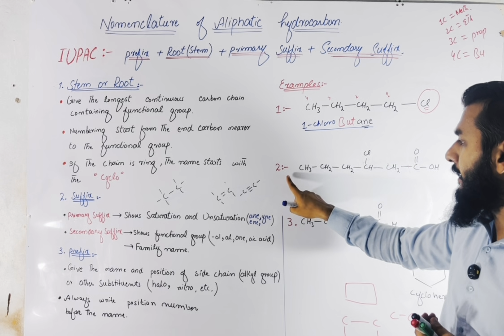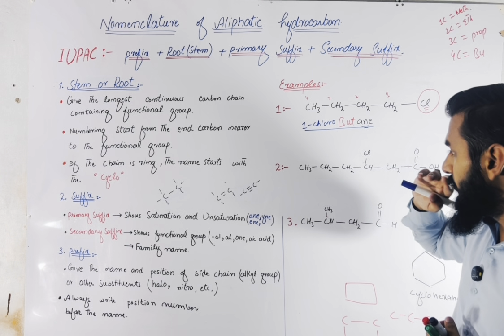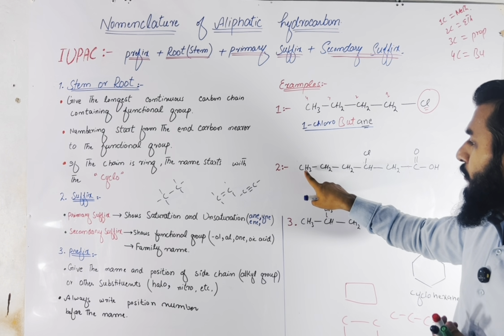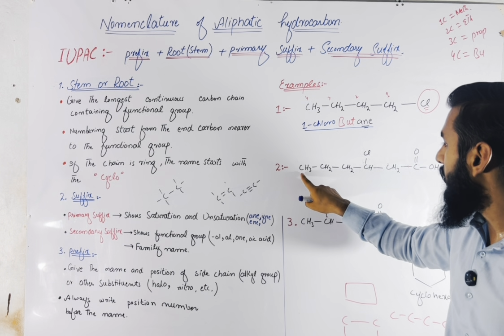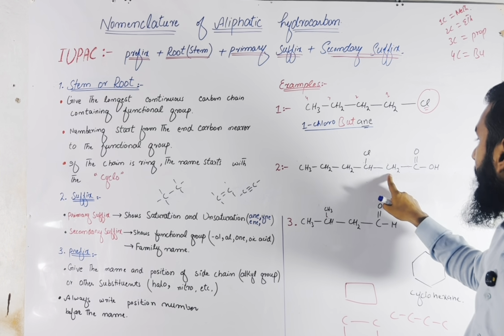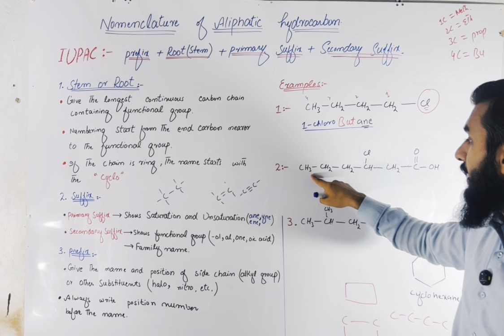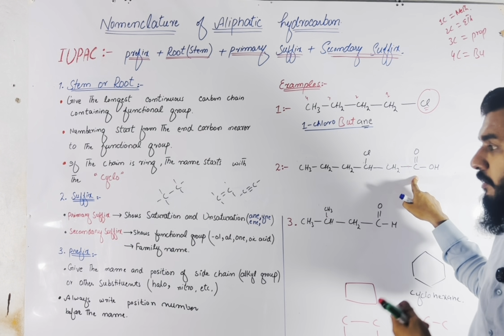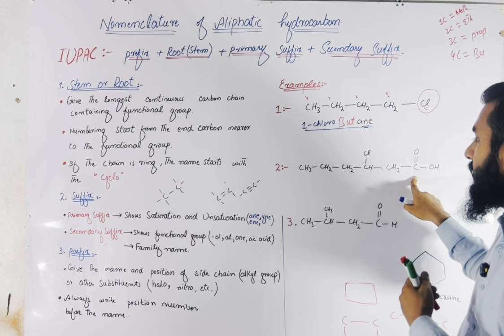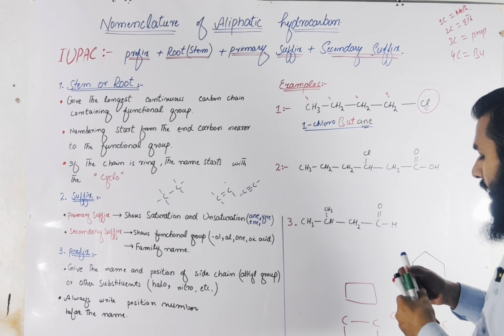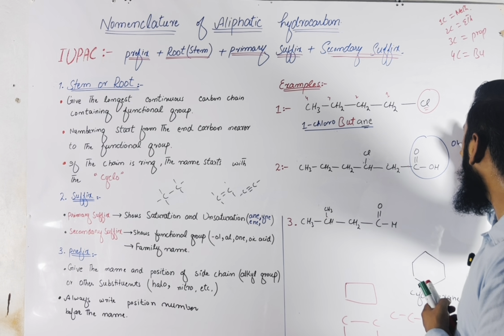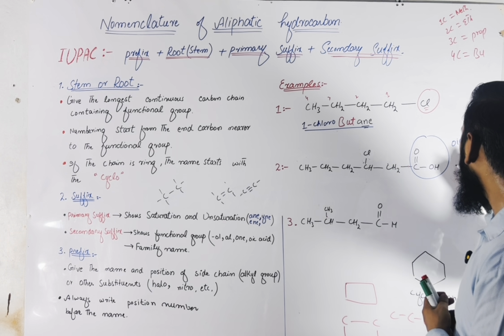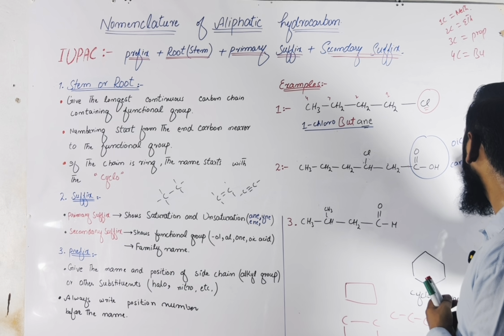Now the second example. First, we need to find the longest chain of carbon atoms. Carbon number 1, 2, 3, 4, 5, and 6. This is the longest chain of carbon atoms, continuously connected to each other. We know that this is the functional group, which is used for "oic" and is called the carboxylic group.